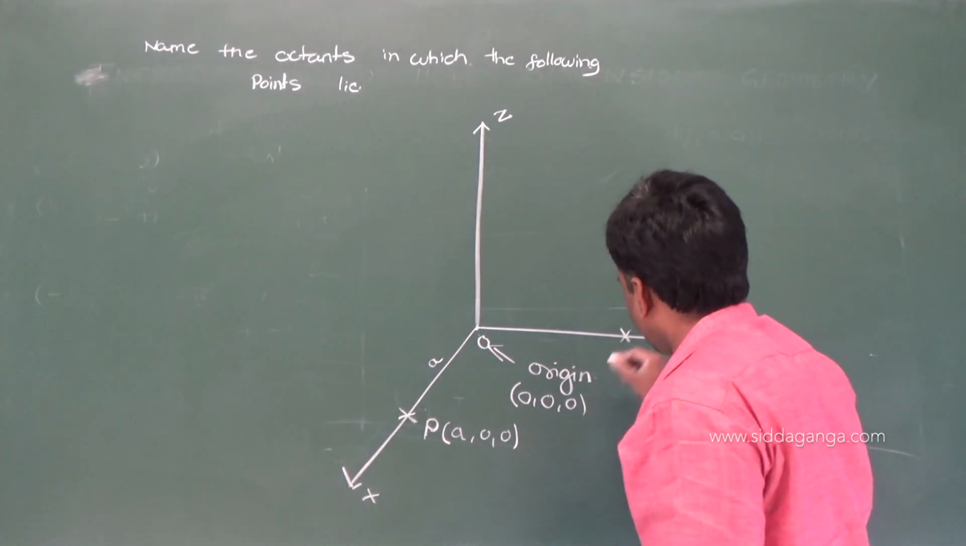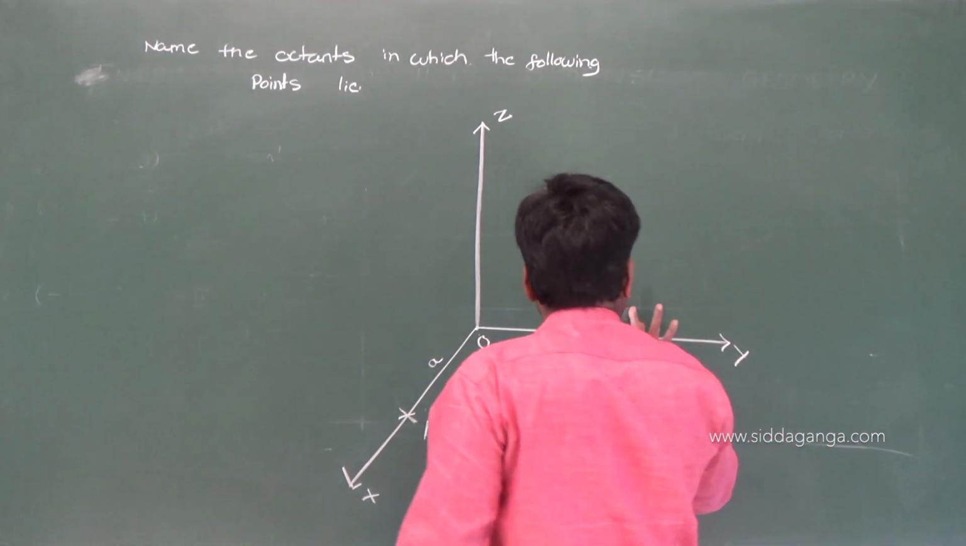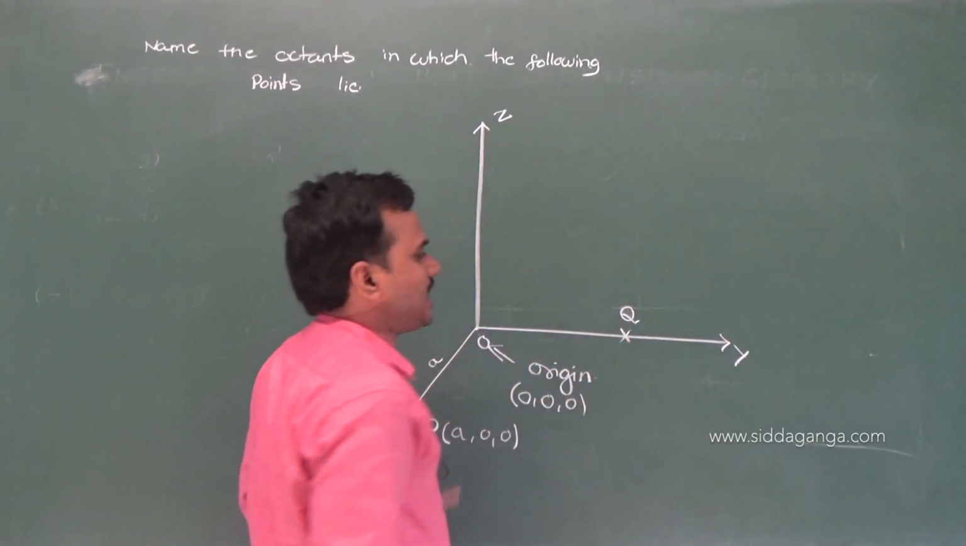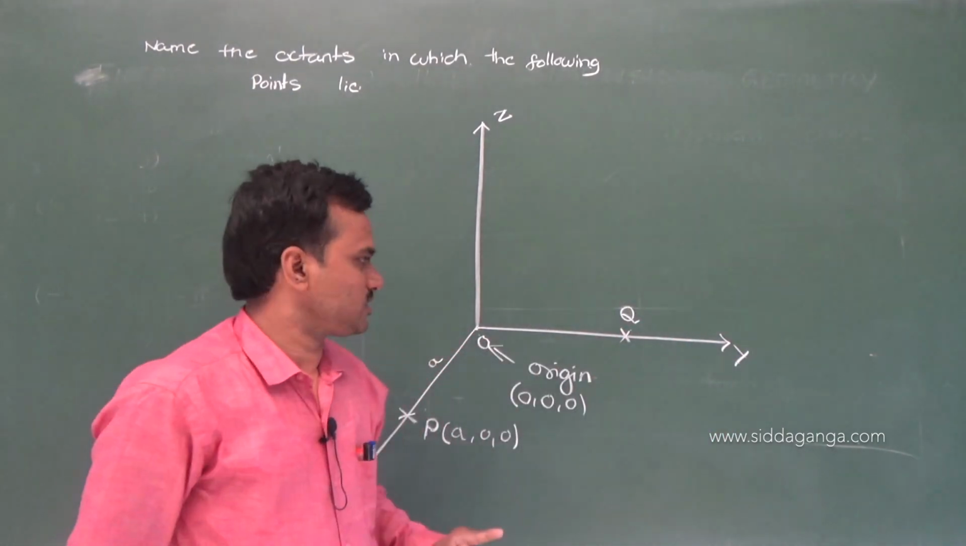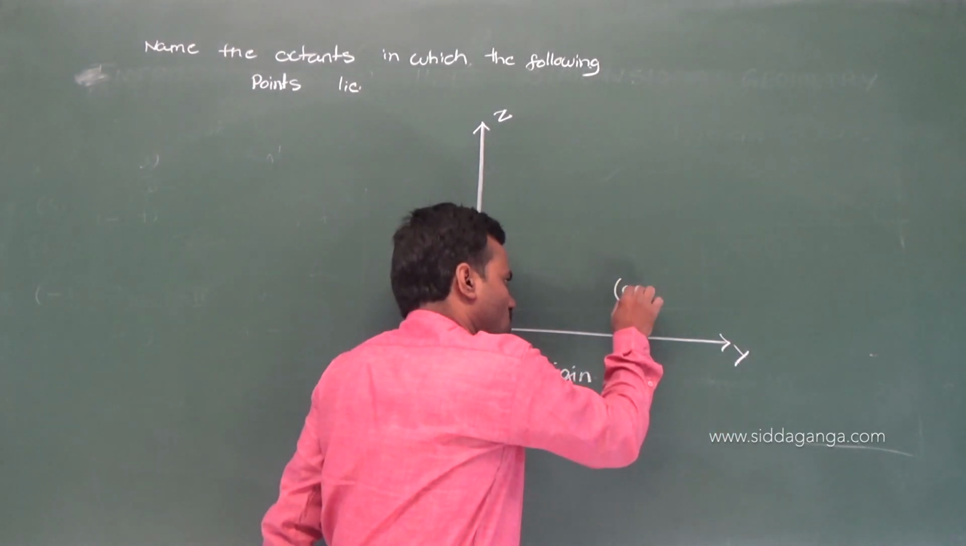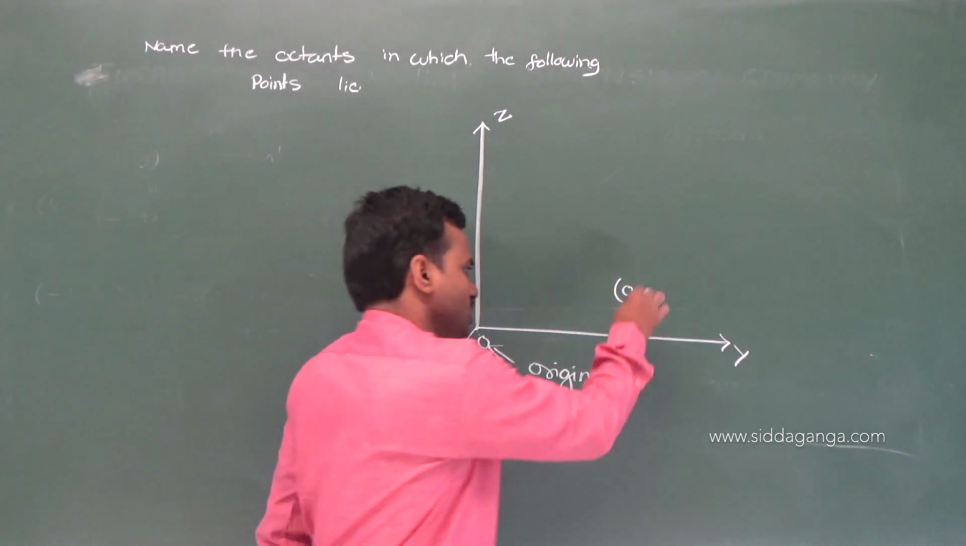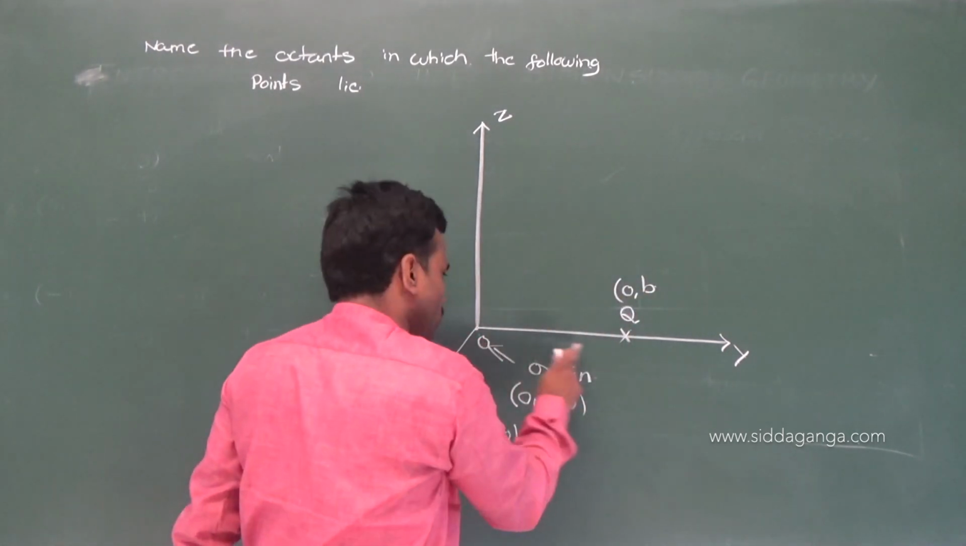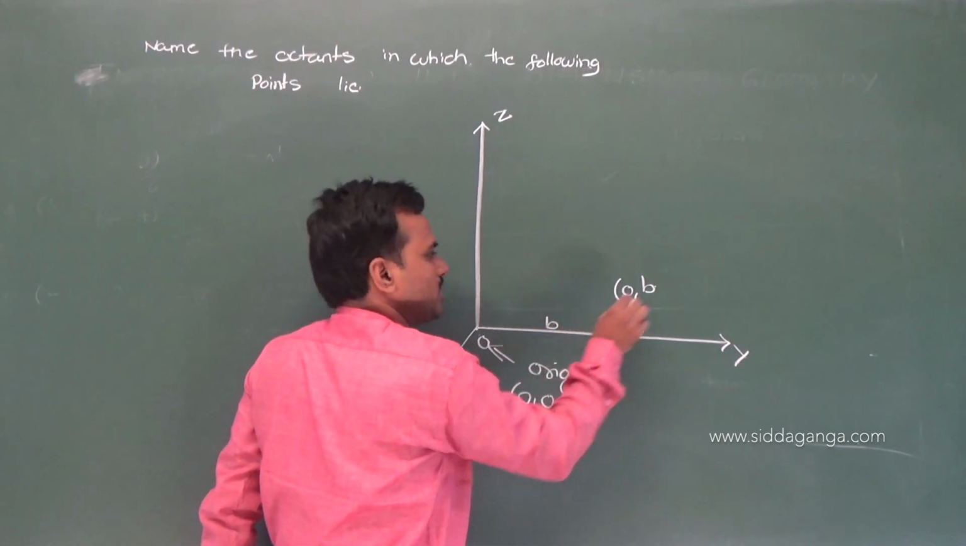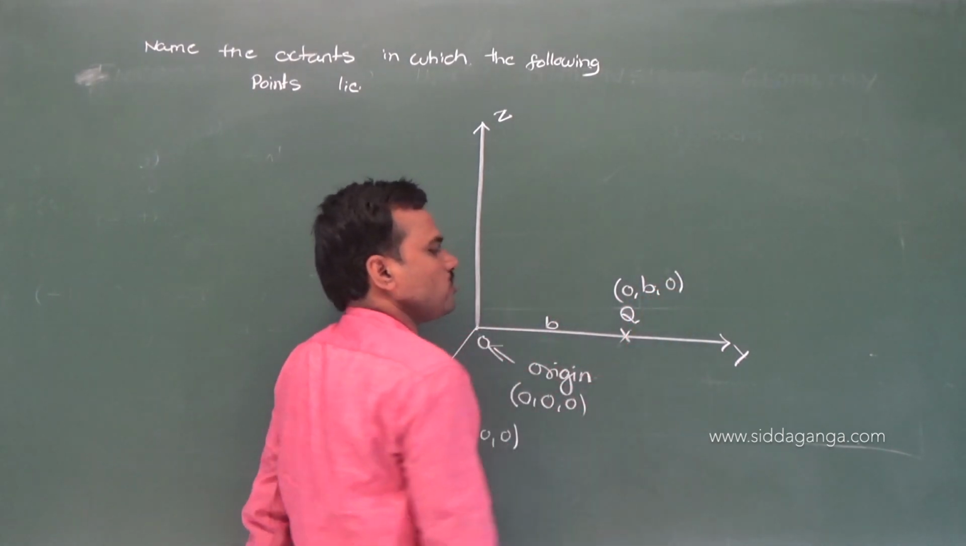Similarly, if a point Q lies on the y-axis, here x coordinate is 0, y coordinate is written as b, OQ is nothing but b, and z coordinate is 0.